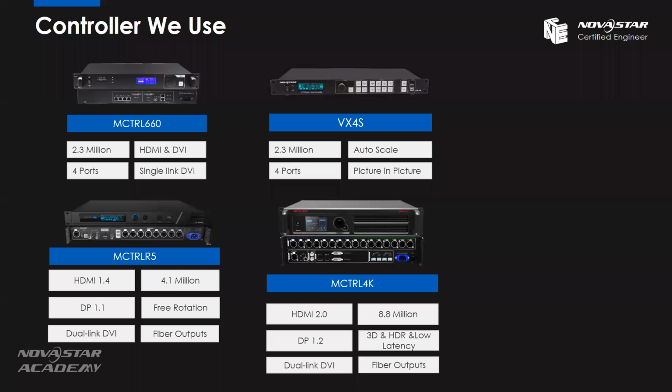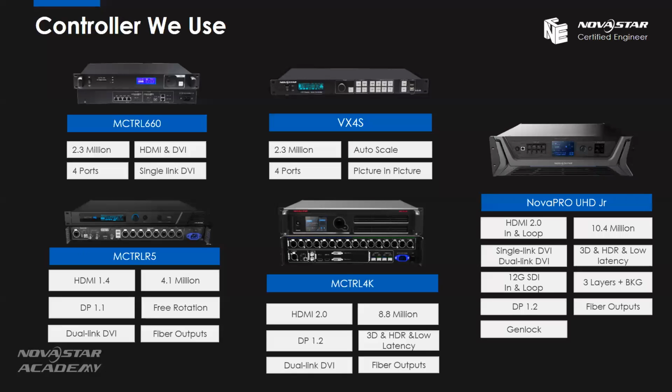Okay, then we just use one device, the M-Control 4K, to load the 4K screen. Besides, the video source inputs are all at the 4K 2K level. The M-Control 4K supports 8.8 million pixels and also supports 3D, HDR, and low latency. It also has full fiber output ports, and we have another accessory named the CVD 4K. You can use these 2 devices together to finish long-distance transmission.